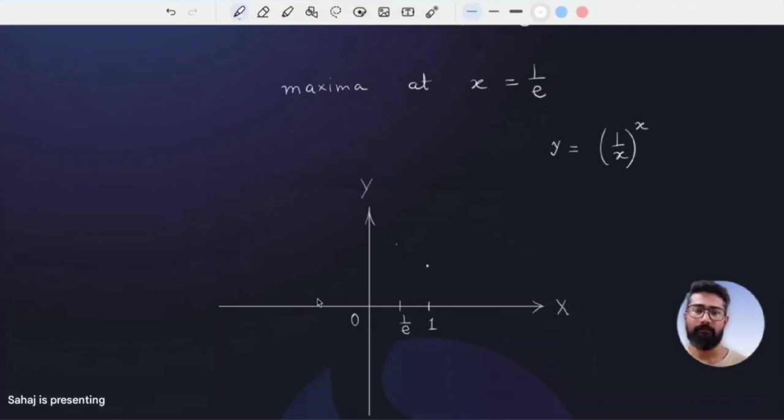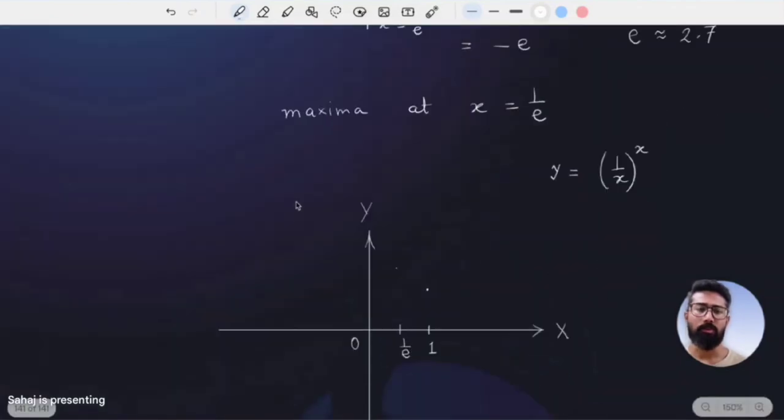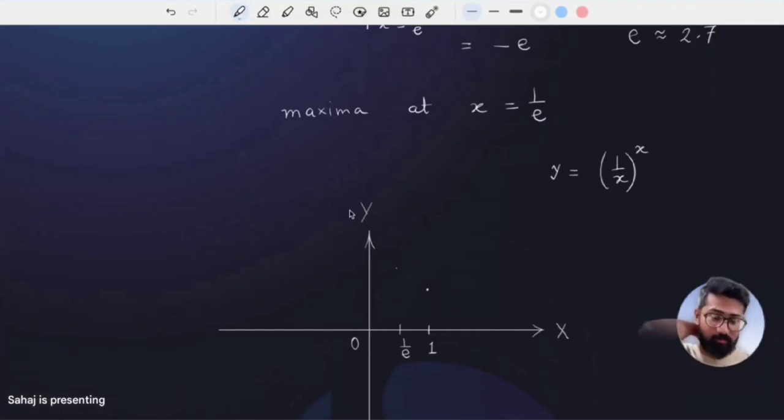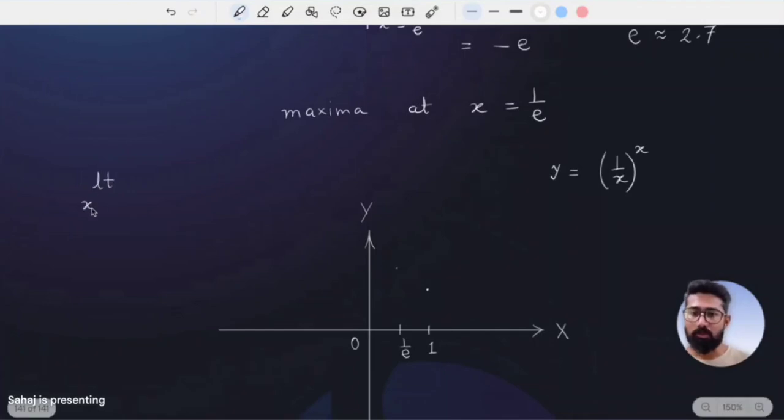Is it 1 by minus e? Very close to 0? No, it will be 1 by e only, very close to 0. At 1 by e, it's got a maximum. We found that out. So close to 0, e or minus e? What I'm asking is the limit as x tends to 0 of (1 by x) whole to the x. What is this value? I'm not getting the answer.